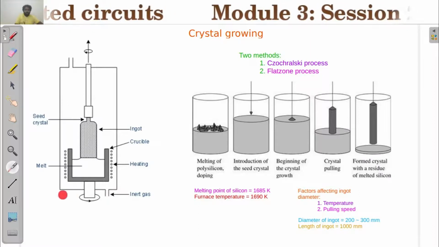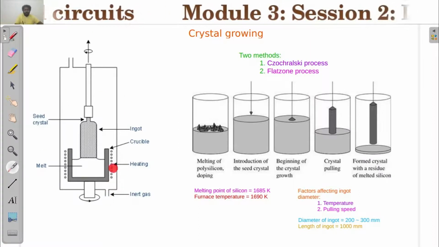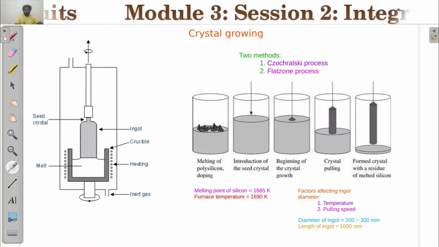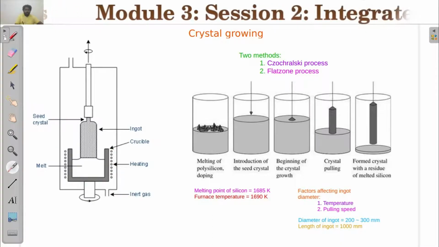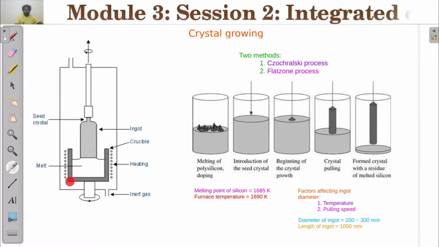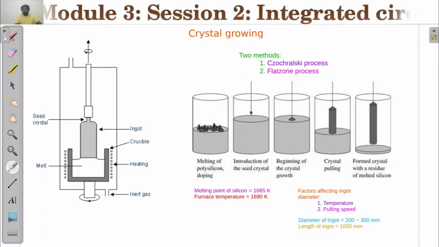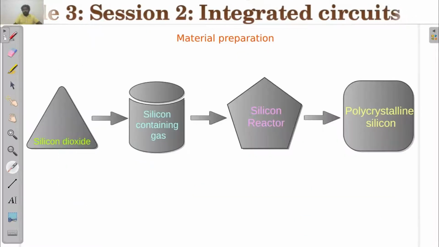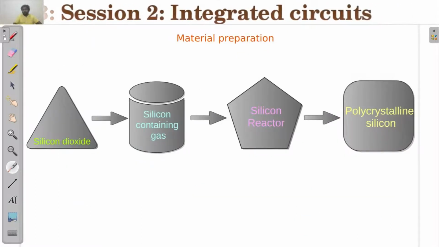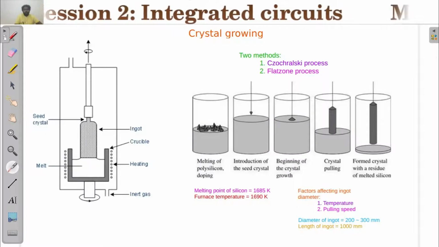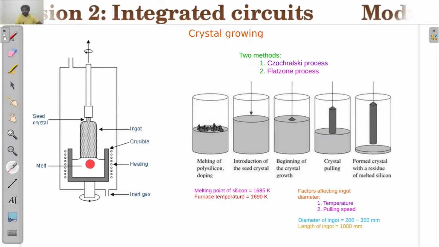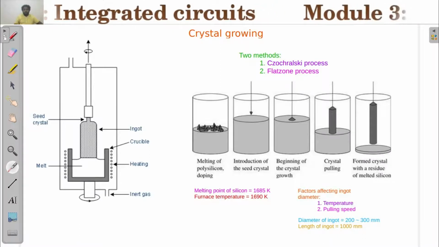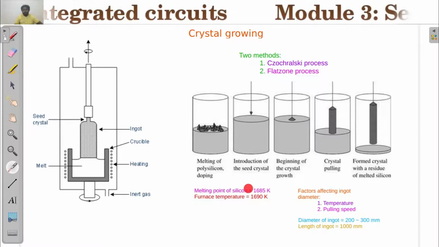Here, this is the setup for the Czochralski process. It has a chamber filled with inert gas, and you have RF heating all around a crucible, which can hold molten polycrystalline silicon. Whatever polycrystalline silicon we have purified in the silicon reactor, we take it out and fill the crucible with it, and we increase the temperature.